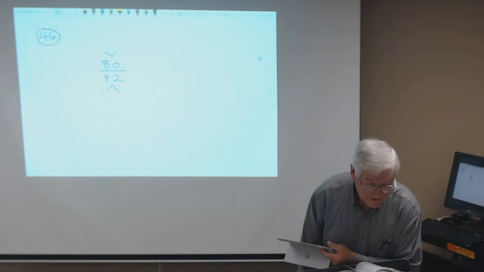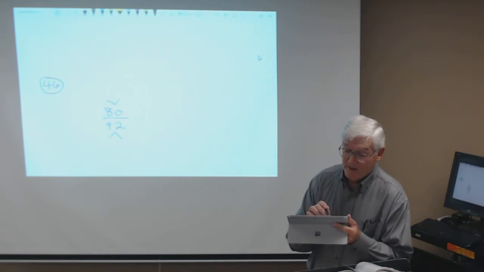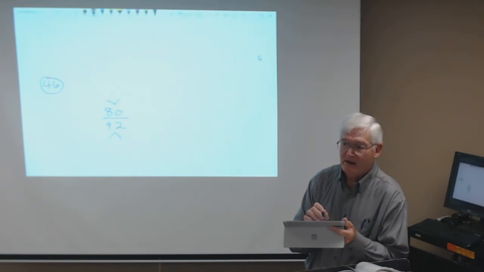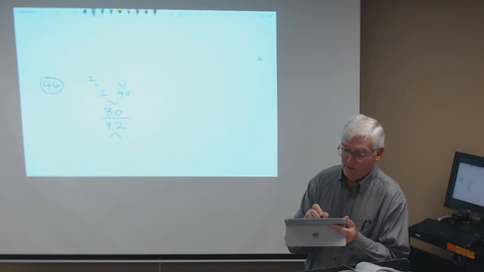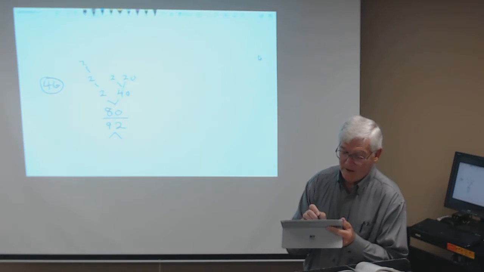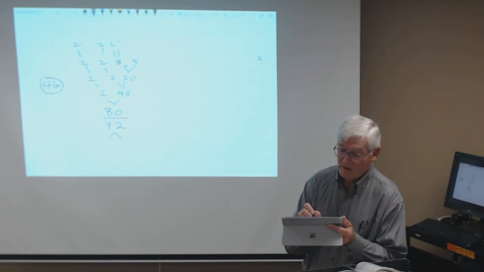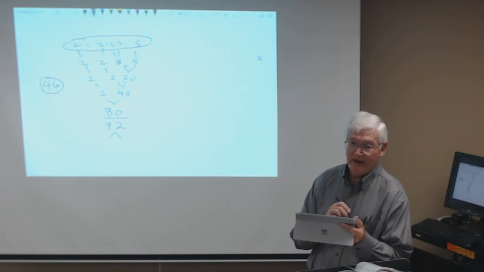46 says reduce each fraction to lowest terms. All right, here we go. Let's build a tree for 80. Tell me where to start. It's your choice. You give the numbers, it'll work anyway. 2 times 40. Then we keep the 2, and what do we do with 40? 2 times 20. Keep the 2, keep the 2. 20 becomes 4 times 5. Keep the 2, keep the 2. 2 and 2, and 5. Everybody follow that? That's our prime factorization of 80.